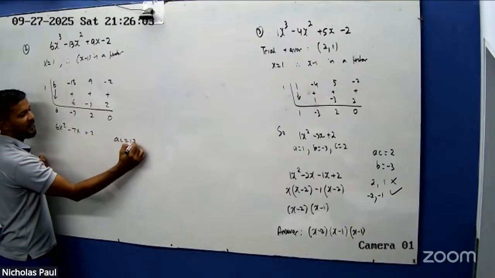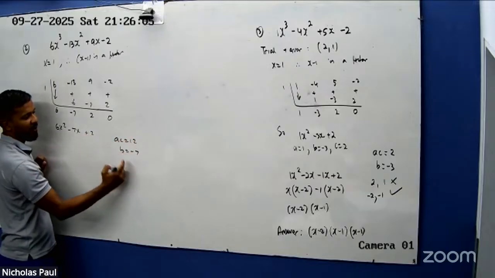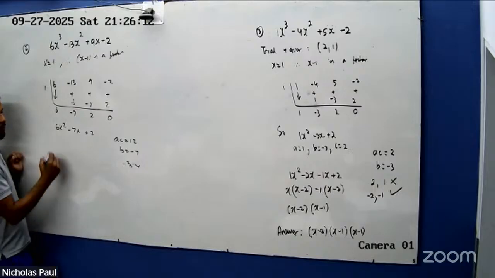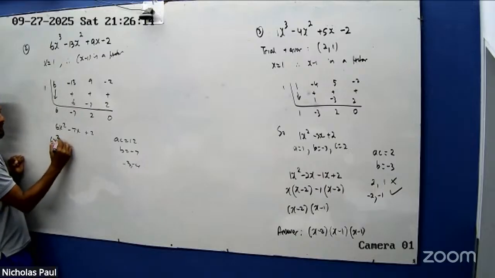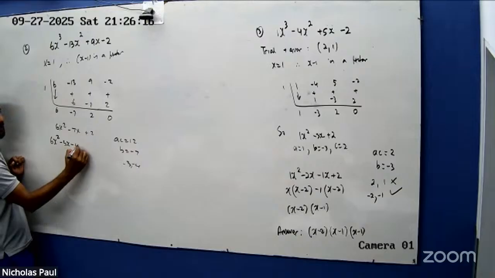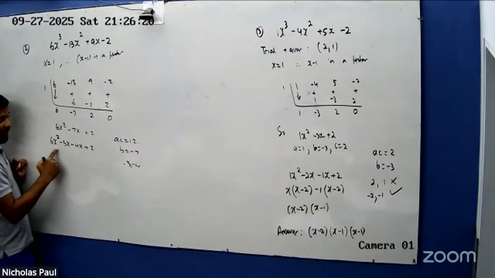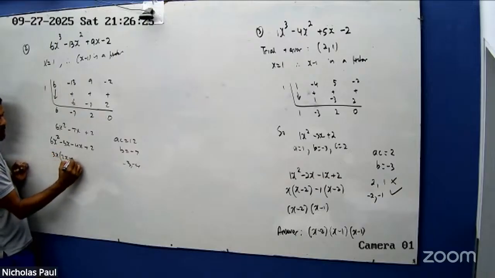A by C is 12, B is minus 7. Two numbers that when multiplied will give you 12 and when added will give you this. Minus 3, minus 4. 6x squared minus 3x minus 4x plus 2. Okay? Factorize here. Factor out 3x and you'll get 2x minus 1. Factor out what here? Minus 2, right?